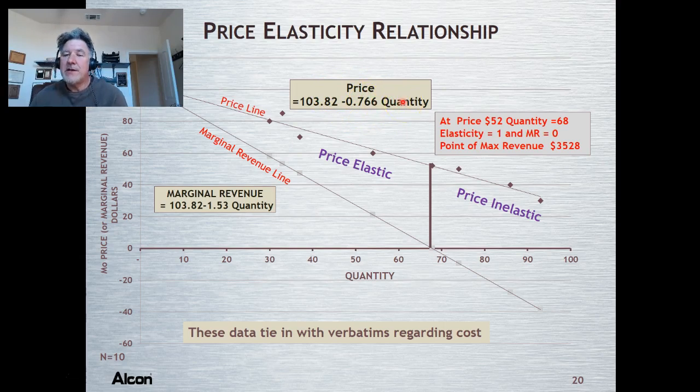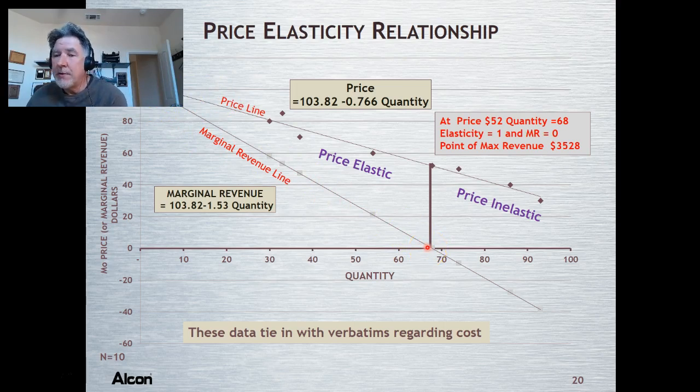Now, what's interesting, and you'll learn in microeconomics, is that you can calculate marginal revenue from this price curve. Basically, you go twice the quantity slope. So here's 766, 1.53 quantity. And using the same y-intercept, you can create what we call a marginal revenue line.